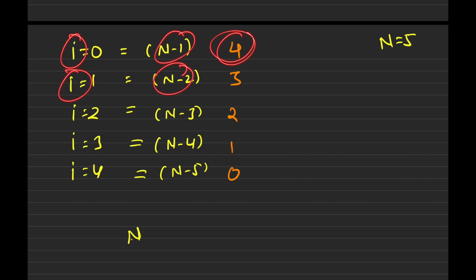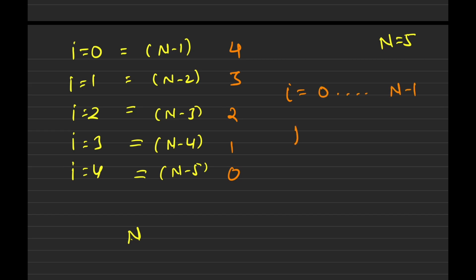When i equals 1, it's n minus 2. When i equals 2, it is n minus 3. So can you identify some pattern there? For any value of i, from 0 to n minus 1, the value of j ranges up to n minus i minus 1, right?